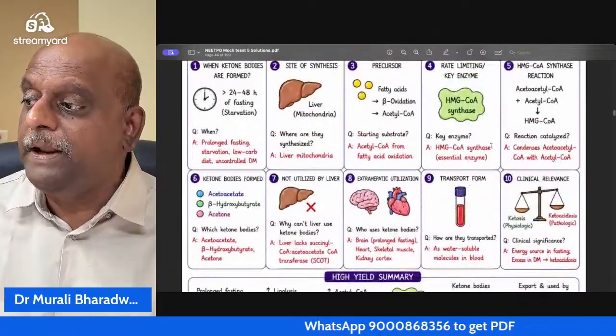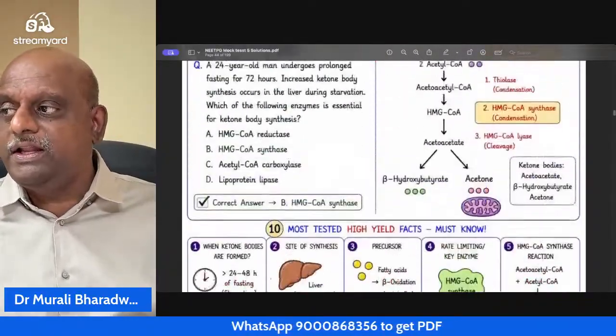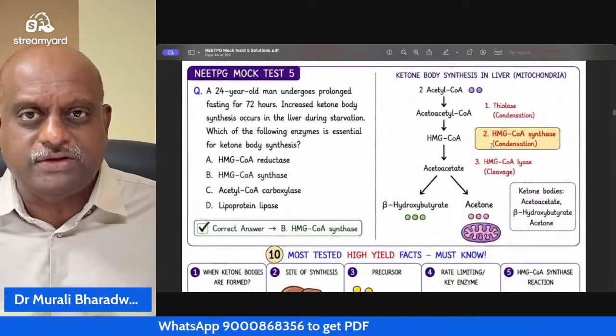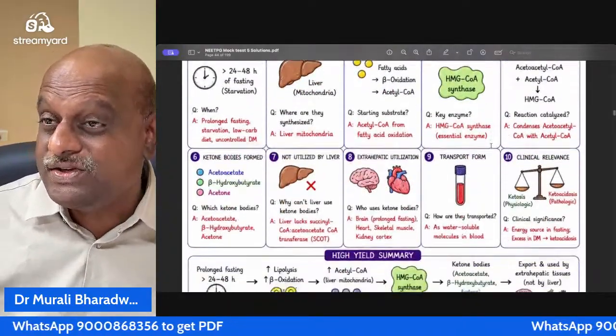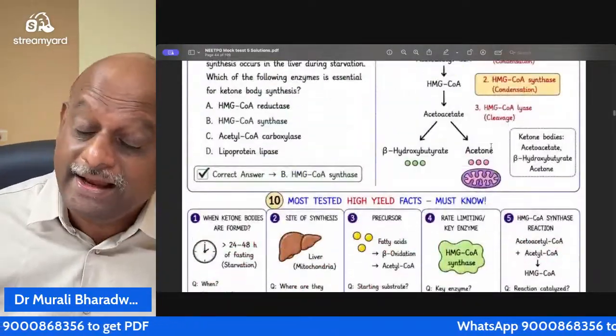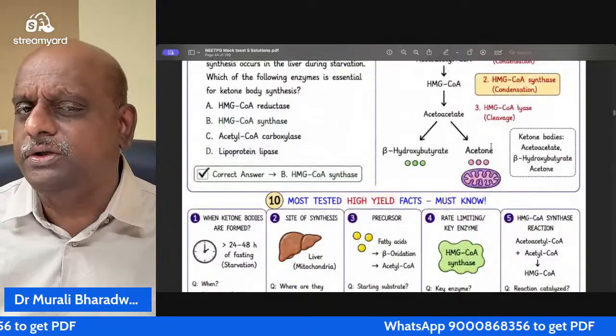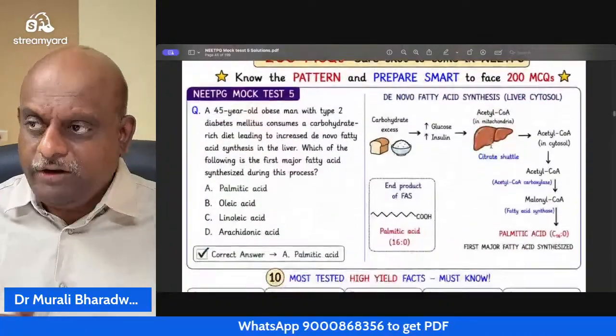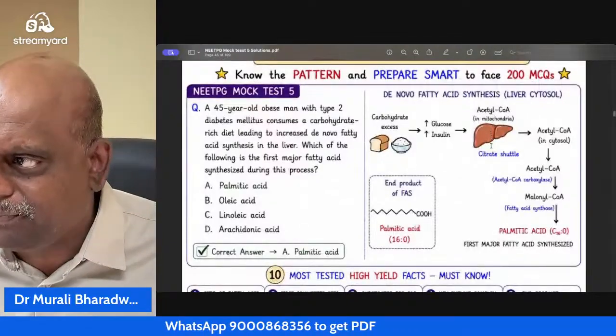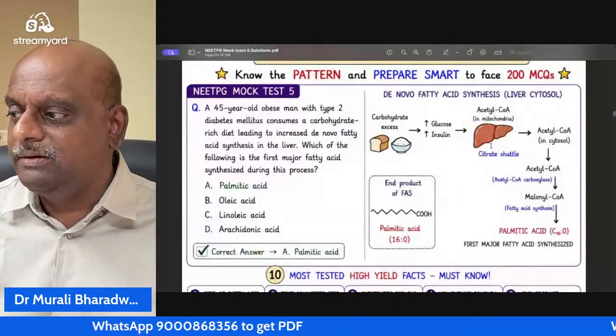Now, please try to not confuse between HMG-CoA synthase and reductase. They are different. Favorite question of the examiner. Statins act on what? Ketone bodies के लिए क्या चाहिए? सब कुछ you need to be very sure. Very fine difference.